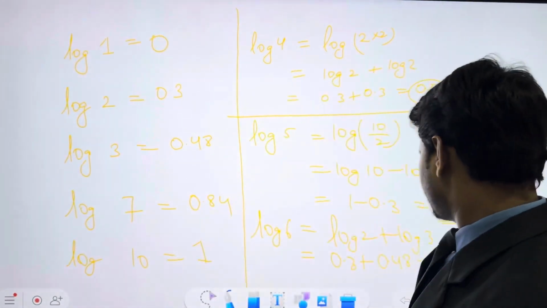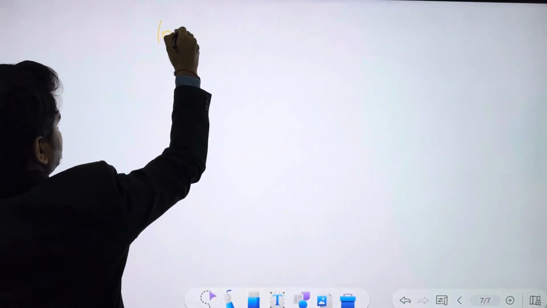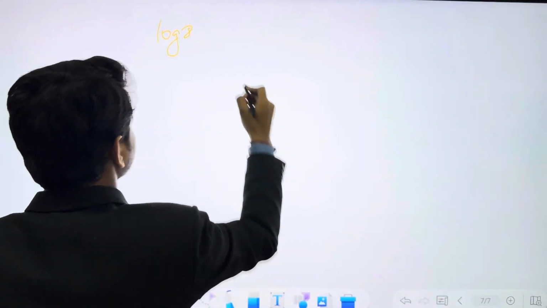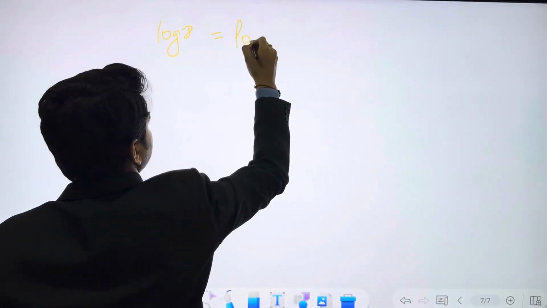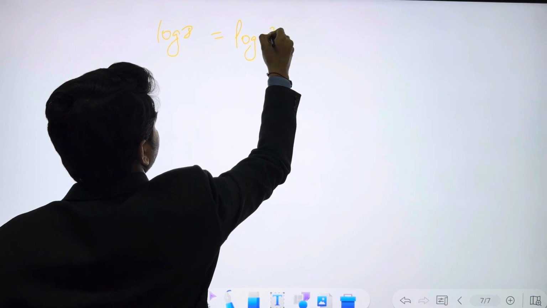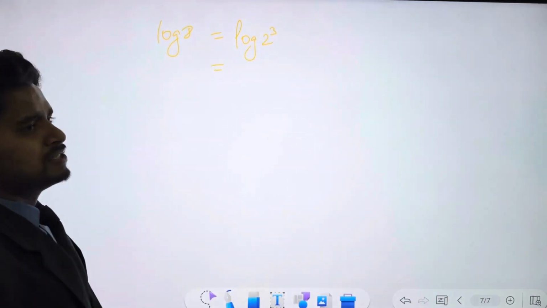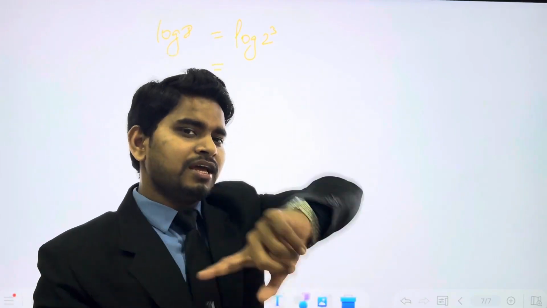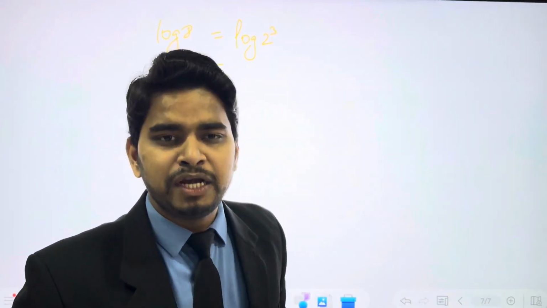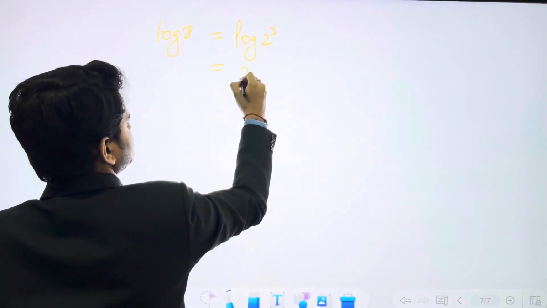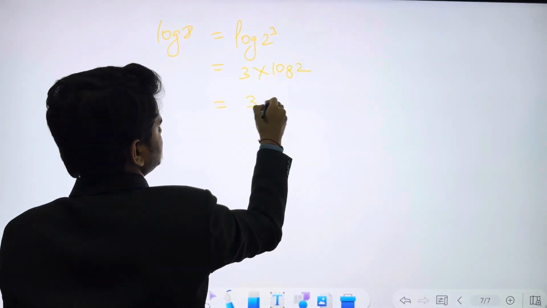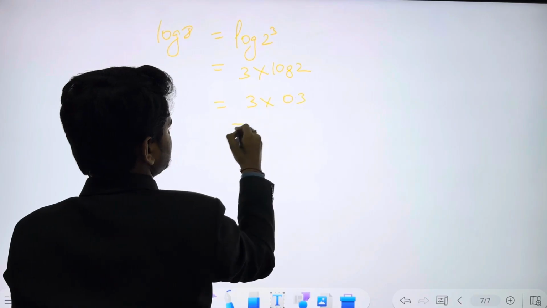Let's do it now. Chalo. I believe that you can do it on your own. Log 8 can be written as log 2 to the power 3, and we know the power comes in front. Log a to the power b can be written as b into log a. So 3 into log 2. So 3 into 0.3, that comes to be 0.9.